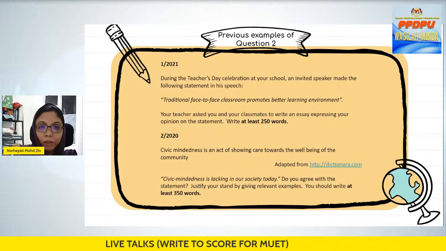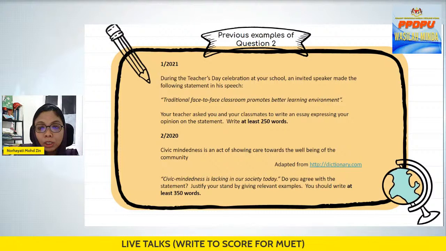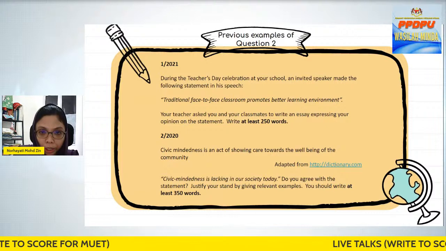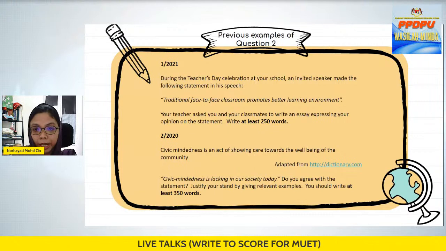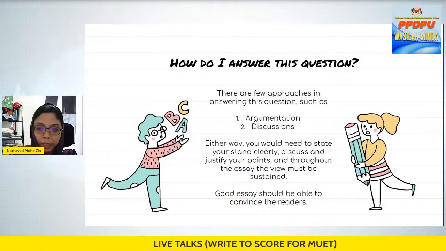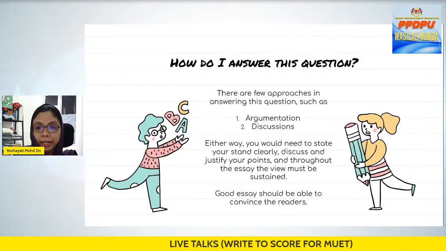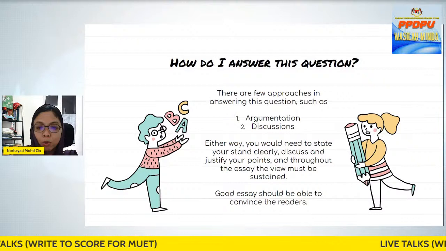If you look at the two questions, you will realize that they are asking for your opinion. They want you to tell the reader, where is your stand? Do you agree? Do you disagree? Or partially agree? Clear, yeah? Okay. So how do you answer this question? Now, there are a few approaches, but mostly you can do it two ways. You can have argumentation or you can have a discussion. Either way, you need to state your stand clearly, discuss and justify, and throughout the essay, the view must be sustained.